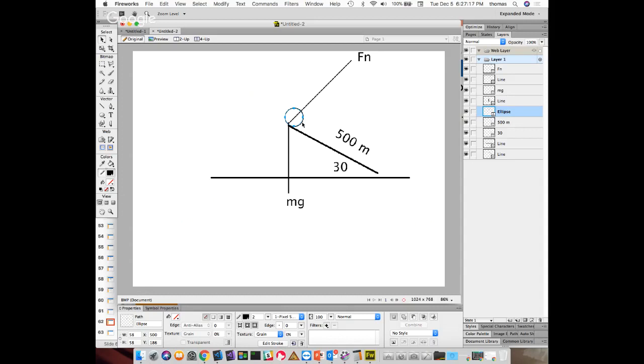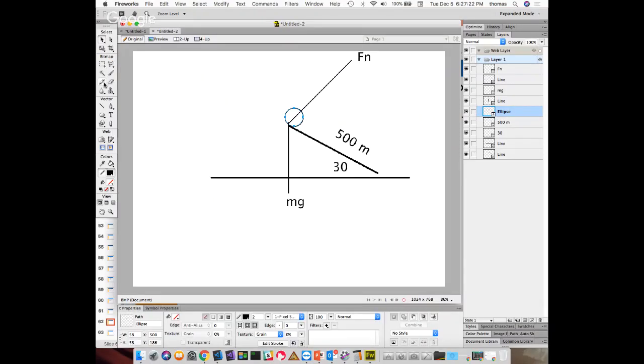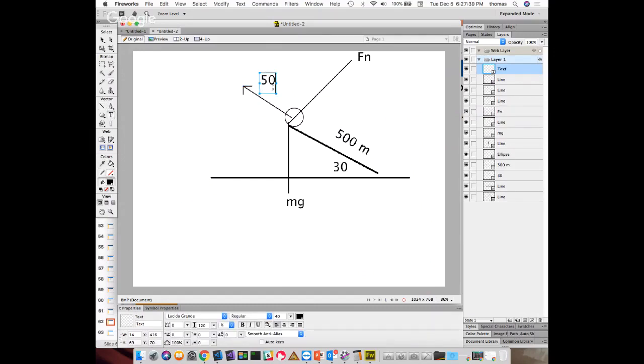And we also know that the average friction force is 50 newtons, which means that if we take this and put it the other way around, we should draw, if I can do it properly, there we go. This force going this way, and it is 50 newtons. We know that is the force of friction. So we'll say the average force of friction is 50 newtons, going that way.